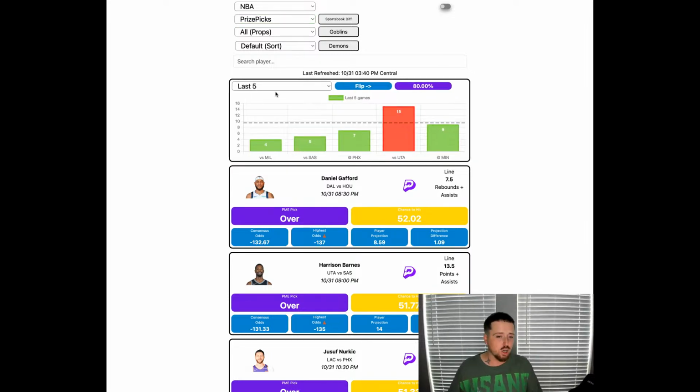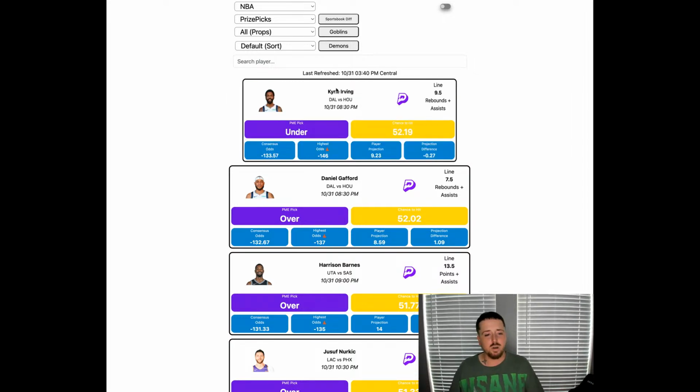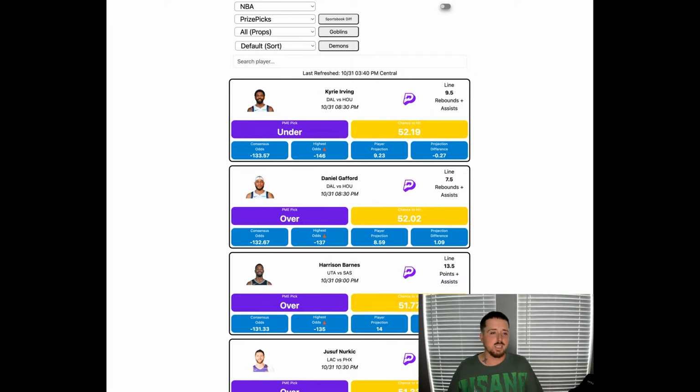Then we flip his card over. He's hit 80% of the last 5, 70% of the last 10, 73% of his last 15, and 70% of his last 20 on his under 9.5 rebounds plus assists. It's a solid play.